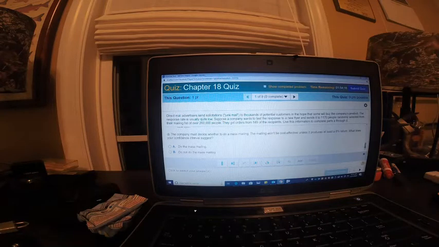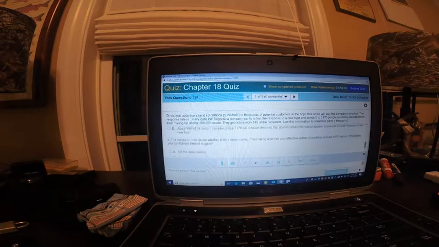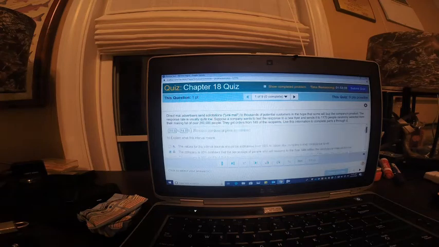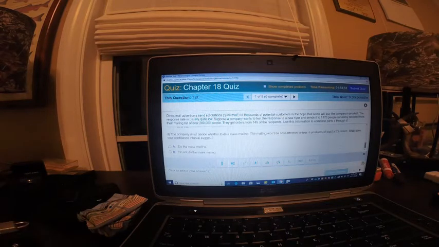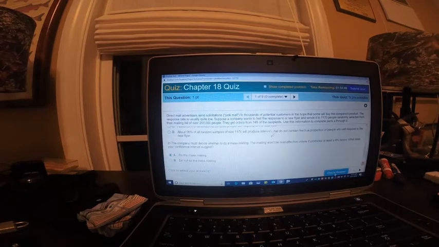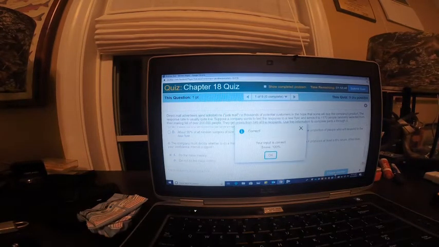D says the company must decide whether to do mass mailing. The mailing won't be cost effective unless it produces at least a 6% return. What does your confidence interval suggest? Okay, won't be successful unless there's a 6% return. Looks like we're suggesting there'll be between a 10% and a 14% return. So we ought to go ahead and do that mass mailing because it looks like we're going to have more than that 6%. If we check our answers, we get 100% on this first one. Got them all right. On to the next one.